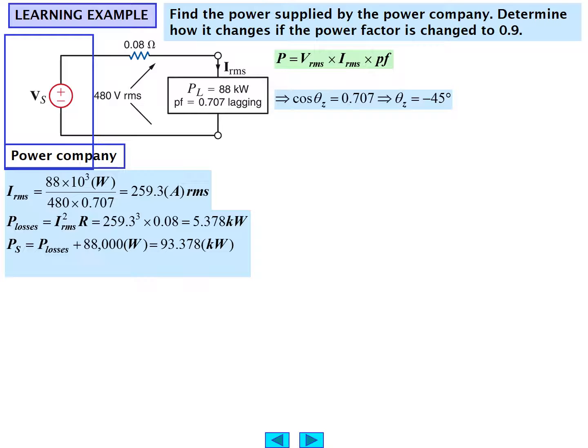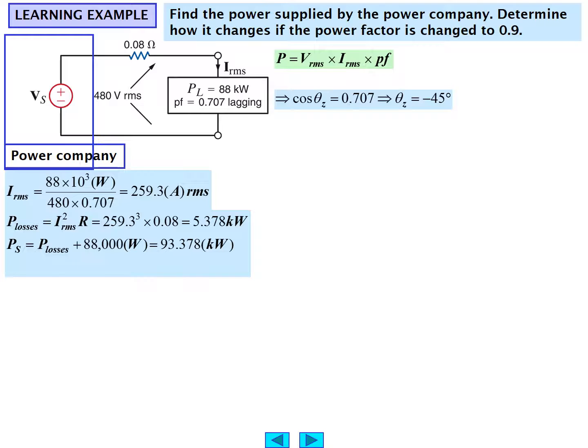The power losses then are IRMS squared times R, because that's unfortunate, but that's the power loss because of the 0.8 ohm in series. So it's 259.3, in this case squared, not cubed, times 0.8, and we get 5.378 kilowatts, or if you will, 5,378 watts. Please observe the units when you do the calculation.